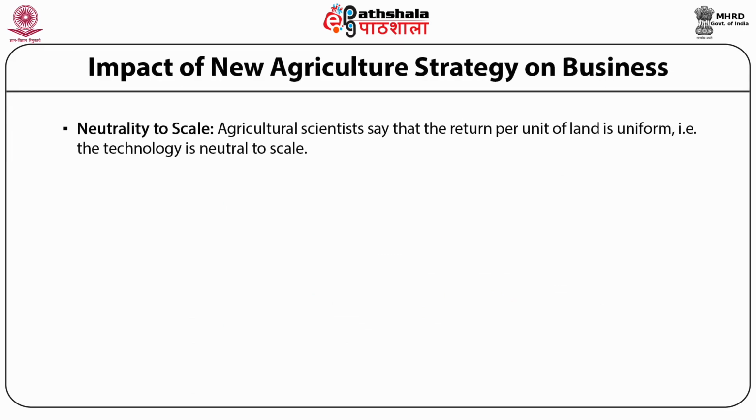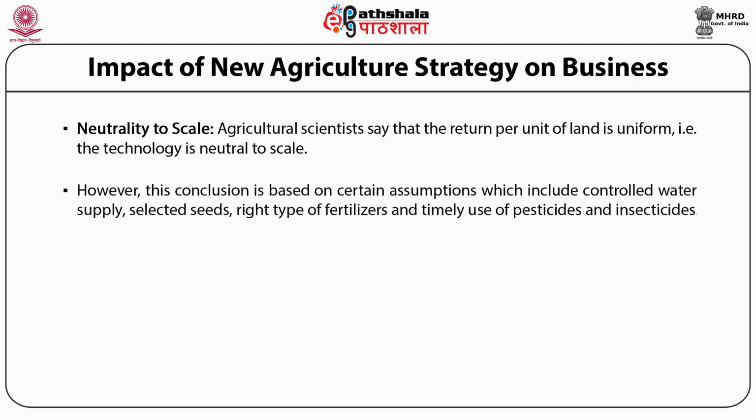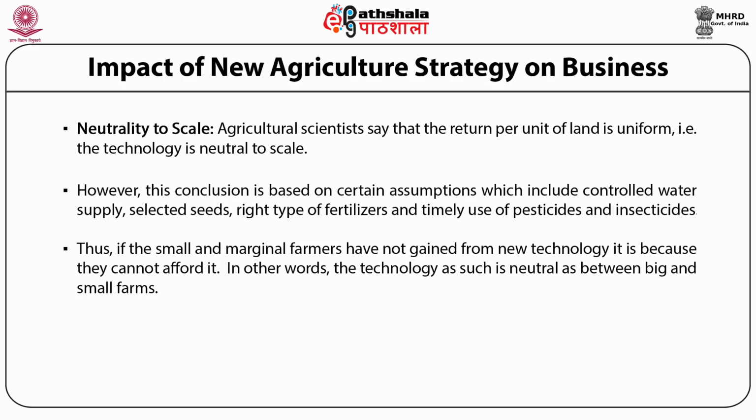Neutrality to the scale. Agriculture scientists say that the return per unit of land is uniform, that is, technology is neutral to scale. However, this conclusion is based on certain assumptions which include controlled water supply, selected seeds, right type of fertilizers, and timely use of pesticides and insecticides. So, if the small and marginal farmers do not gain from the new technology, it is because they cannot afford it. In other words, the technology as such is neutral between big and small farms.